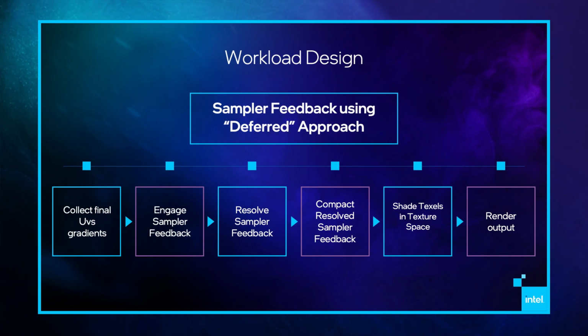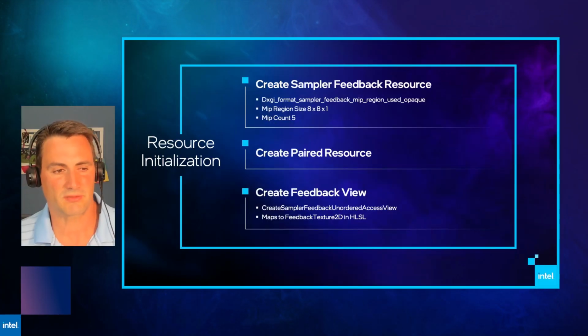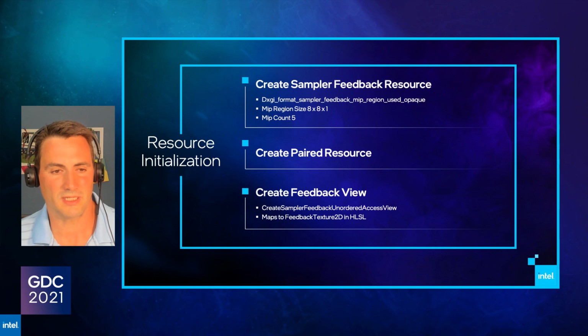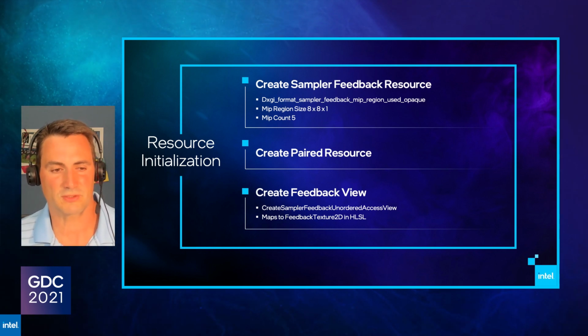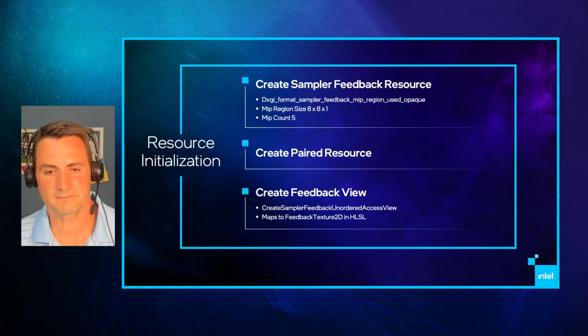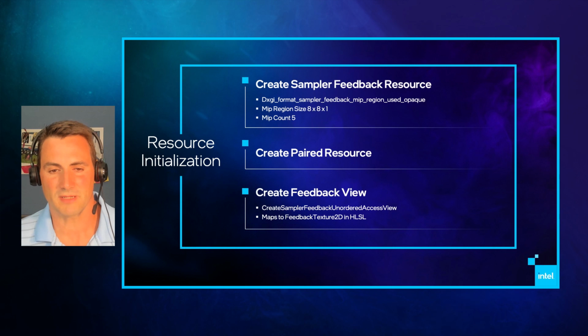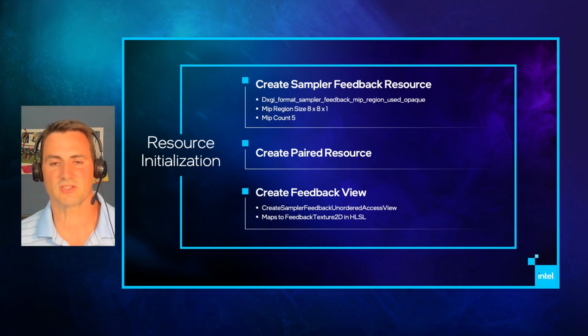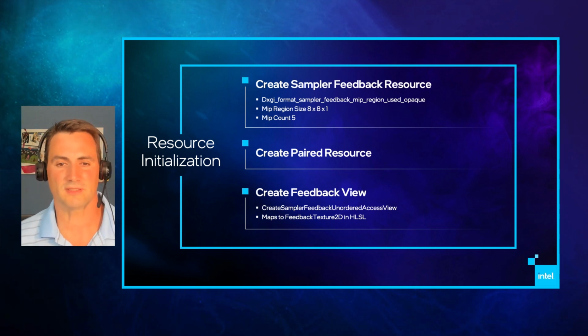Before we get into that though, there's 3 steps that need to be done before we can begin rasterizing our scene. First, we need to create a sampler feedback resource. We need a resource that's created with a MIP region used resource format. We need to define a MIP region size. Next, we need to create a paired resource. This paired resource is the resource which we will actually use during texture sampling operations after texture space shading is done.